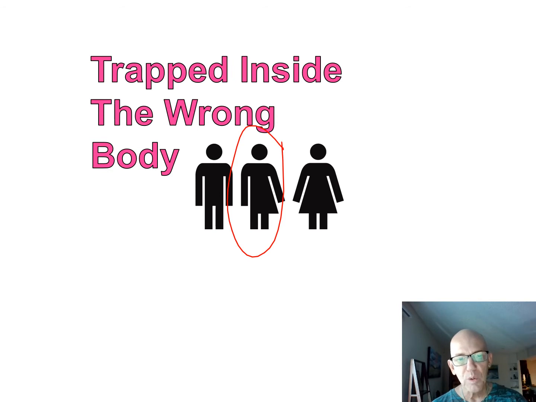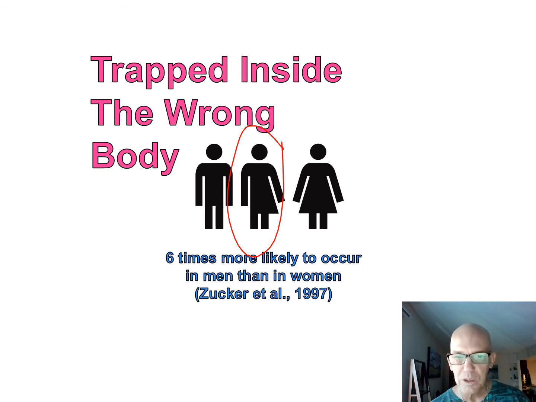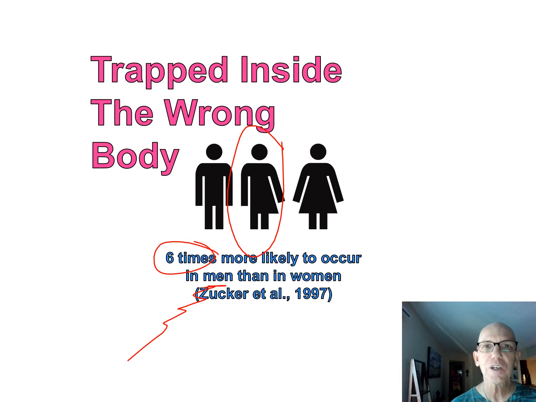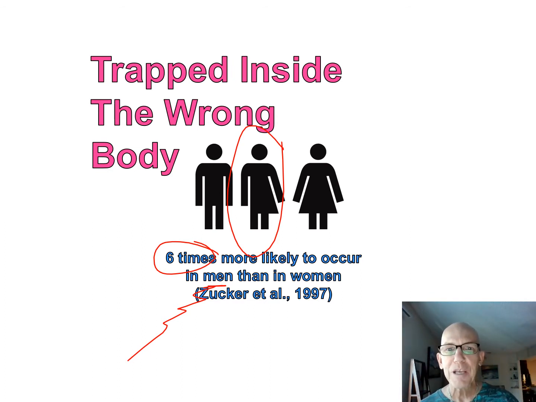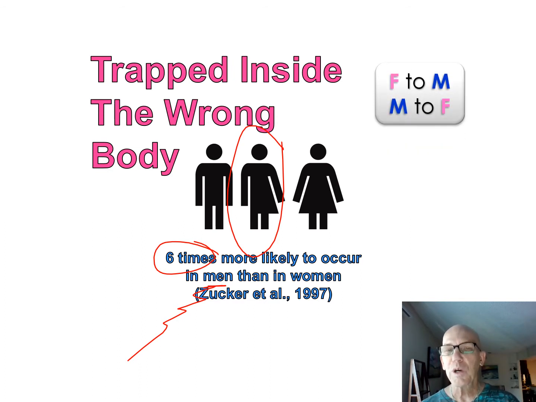And if you're trapped inside the wrong body, I have this statistic always shown here, it's 6 times more likely to happen in men than women. My personal opinion is that has something to do with patriarchy and the latitude we give men and all this other stuff. But I don't want to go off on that. What I really wanted to talk about is a couple of terms that I'll mention throughout my lecture on transgender people, F to M or M to F. Are you making that F to M transition, but the transition is over, so you're already an M now? And same thing the other way.